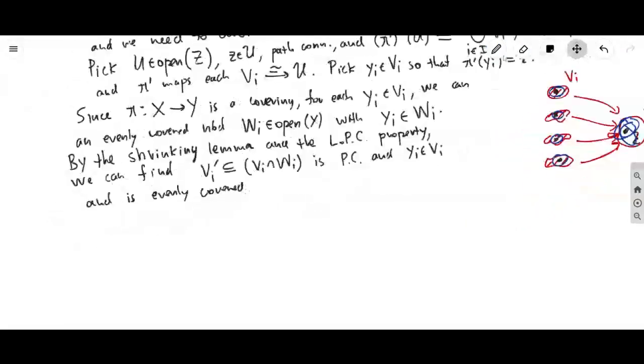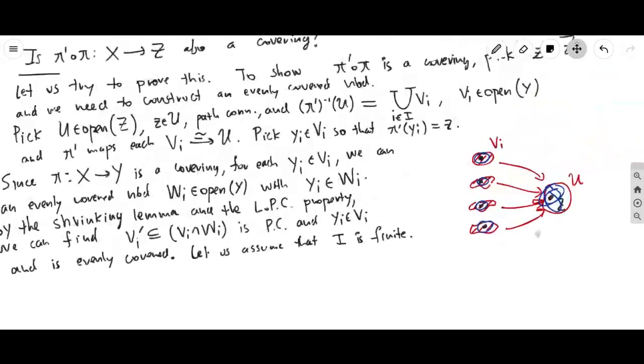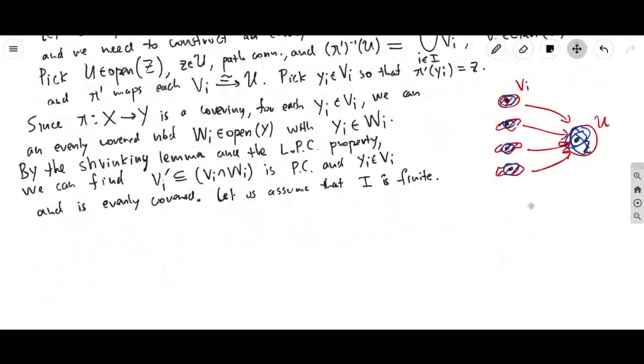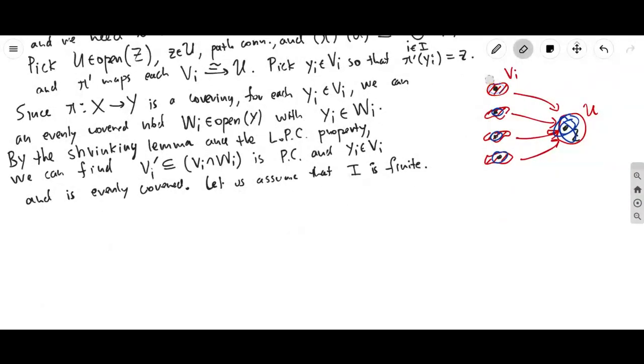So let us assume that the indexing set I is finite. So we have what is known as a finite sheeted covering. We're trying to find a single open set that will do it for us. Each of these is evenly covered. So we have a finite number of sheets. This is what we do. We map each of these sets back into U. They're going to be open.